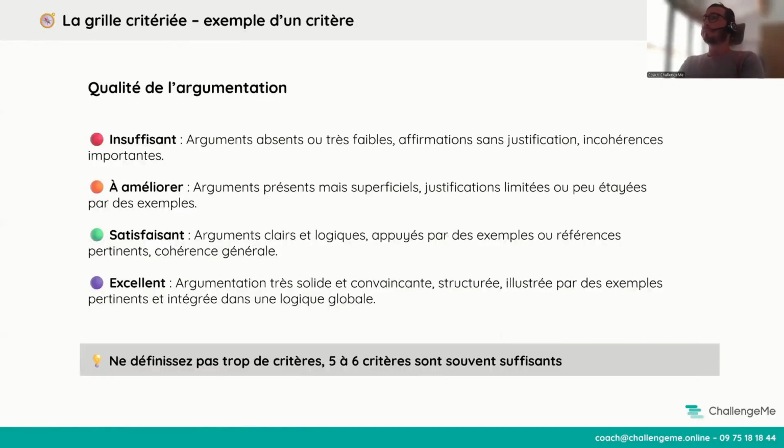So here I have a criterion on the quality of the argumentation, but we have different criteria on Challenge Me with this same model, which allows students to evaluate in a simpler way without thinking about the grade they will give in the end. Then each level, each option, is linked to a number of points. This makes it possible to generate a grade, but for the student, it's an approach we actually recommend for peer assessment.